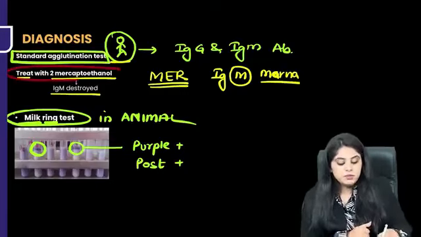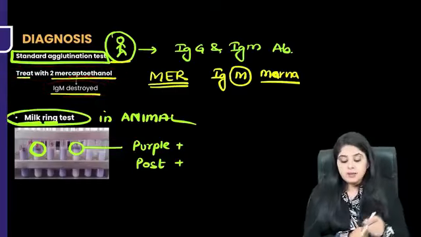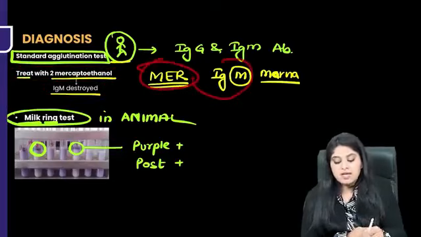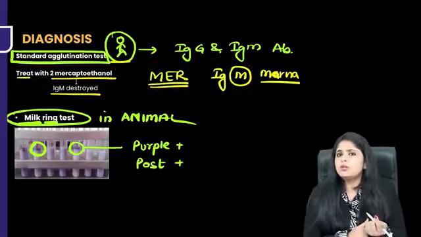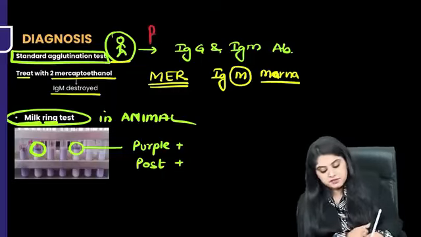If you treat with 2-mercaptoethanol or 2ME, which is the antibody that is destroyed? What will die with mercapto? IgM will die. So they will ask you, then what are you going to test? You will be testing IgG. Very, very famous previous year question.